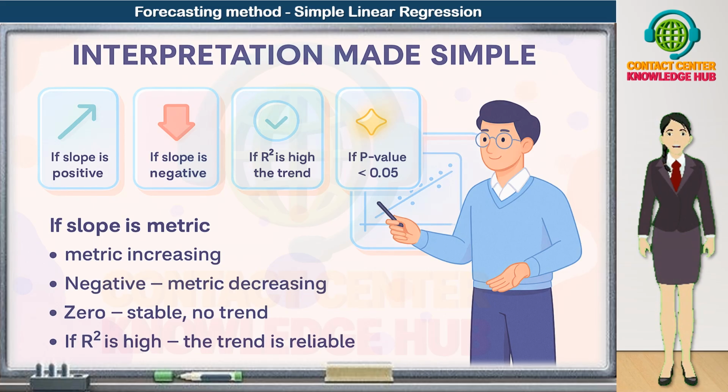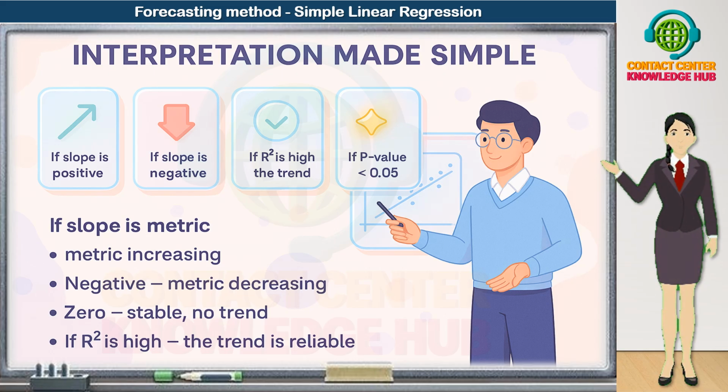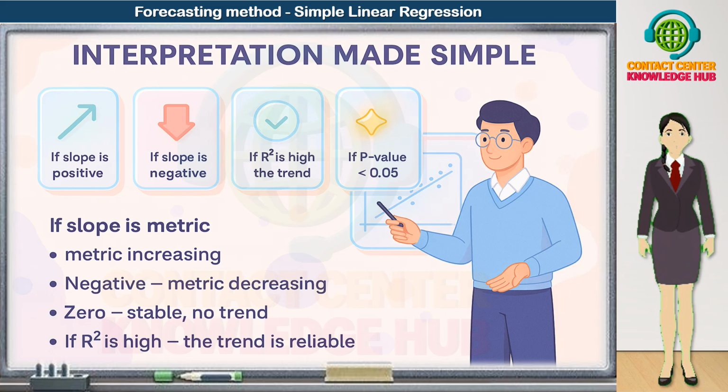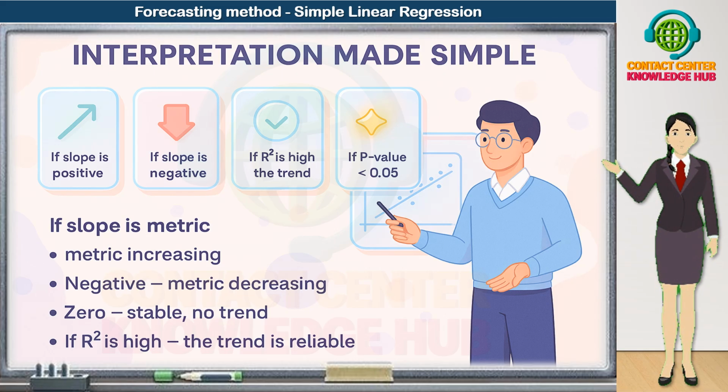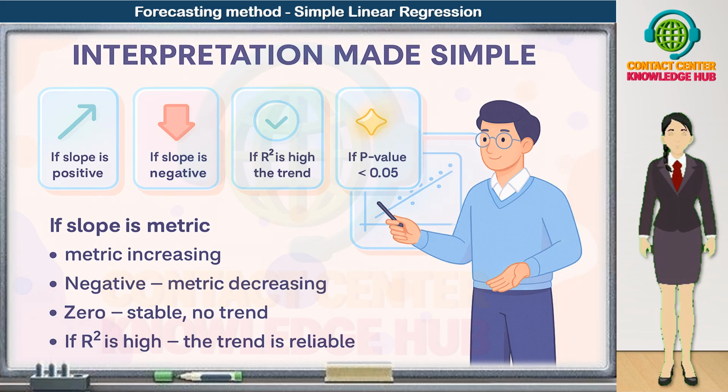Let's simplify how to interpret your regression results. First, look at the slope. If the slope is positive, the metric is increasing over time. If the slope is negative, the metric is decreasing. And if the slope is 0, the metric is stable, there is no trend.